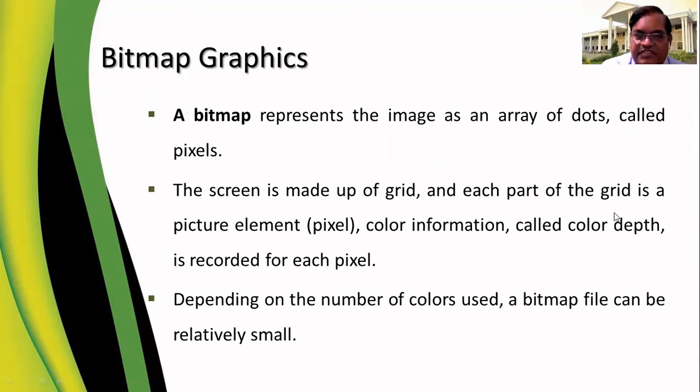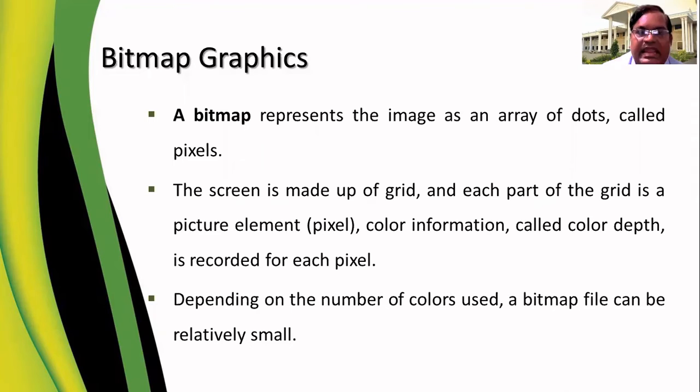The second type of graphic is bitmap graphics. A bitmap graphic represents an image as an array of dots. Why is it called bitmap? It is combined of an array of dots, and every dot is called a pixel. As you know, the screen of every output is made up of a grid of pixels. So every pixel makes a picture better.